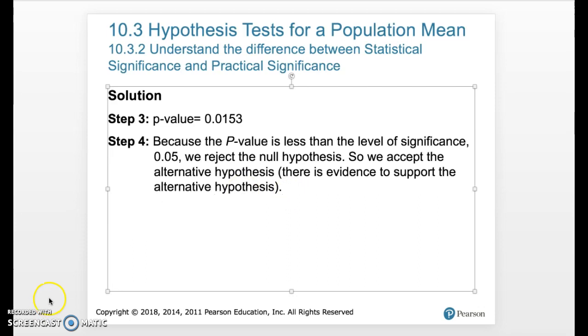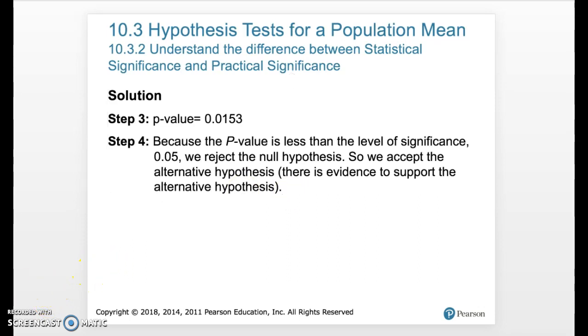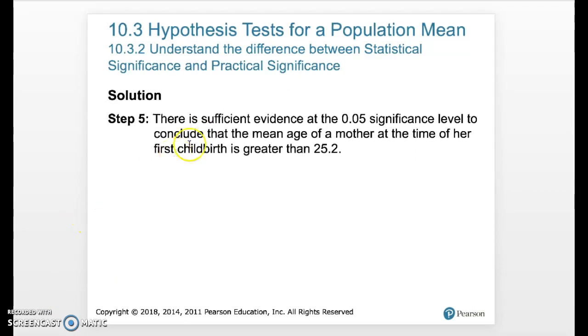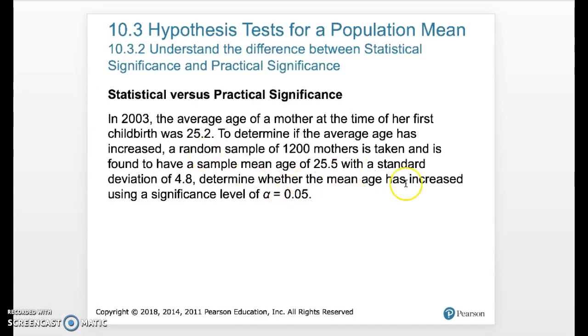Okay, so what that means is we want to phrase our answer in everyday language in step 5. So we could say something like there's sufficient evidence at the 0.05 level of significance to conclude that the mean age of a mother at the time of her first childbirth is greater than 25.2. Okay, so what does this mean? This means we are supporting the researcher's claim, or supporting the claim that the mean age has increased.